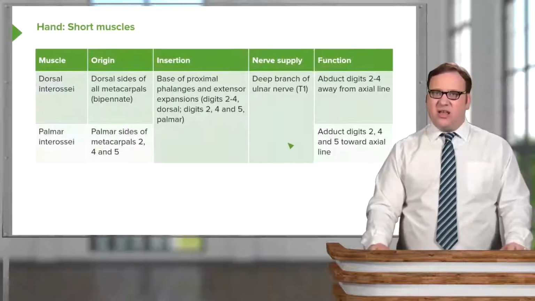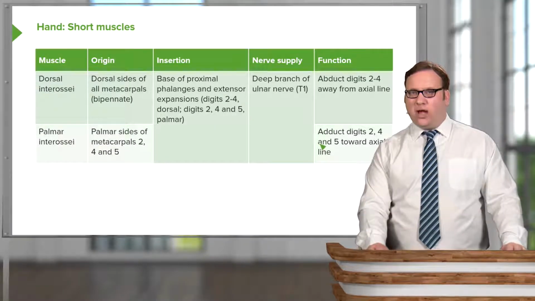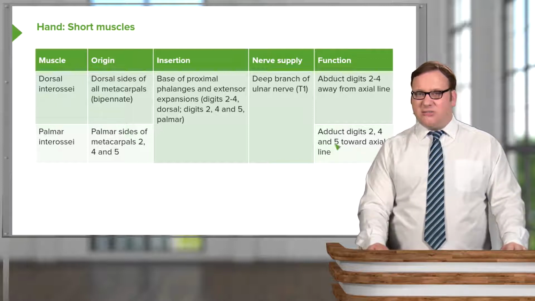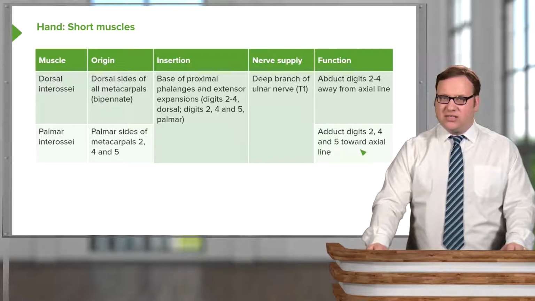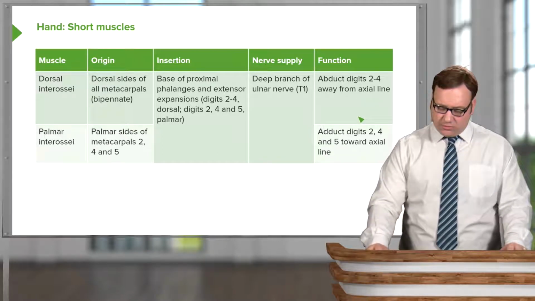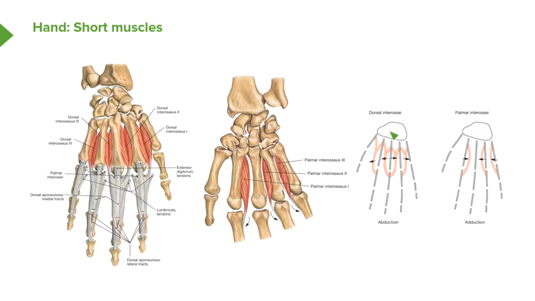Palmar interossei are associated with adducting digits 2, 4, and 5. This time towards the axial line. I've put that here, towards the axial line and away from the axial line. What does that mean? Well, if you imagine the axial line is running down in line with the middle finger, so an axial line is running down here. This is the line at which these fingers are going to be abducted or adducted.